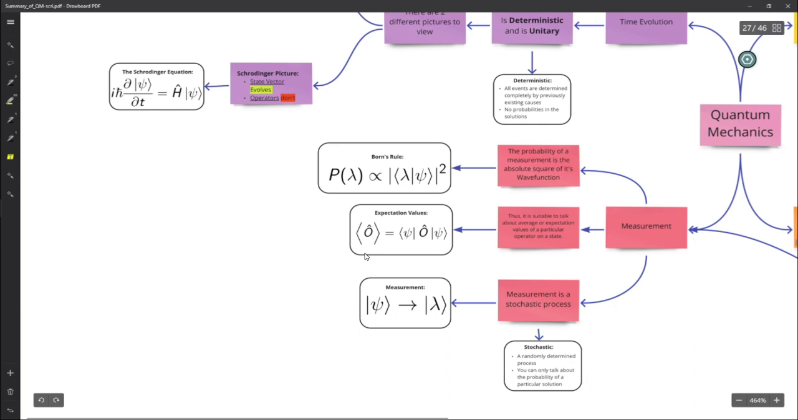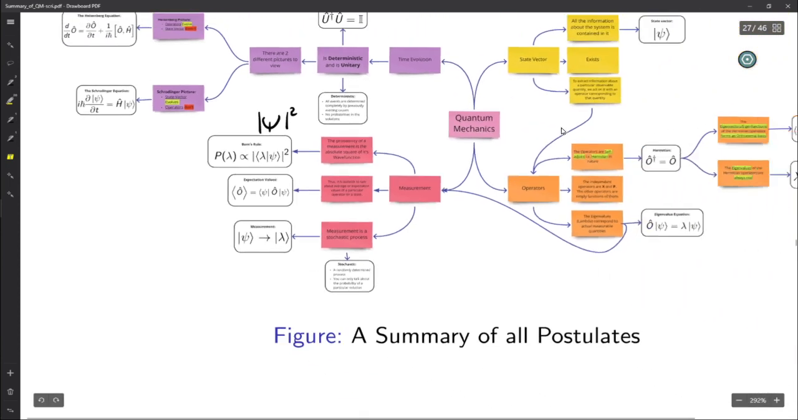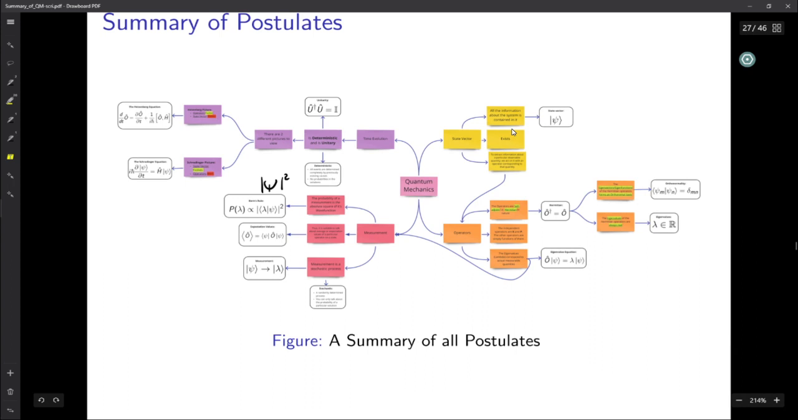And the probability can be calculated as follows from Born's rule, and it's basically the absolute square of a wave function. This process is completely random, in the sense that you can tell there's a higher chance of this eigenstate or this eigenvalue being observed, but you cannot say with certainty that this is what you will get. So that is why we prefer to talk about expectation values rather than things like this.